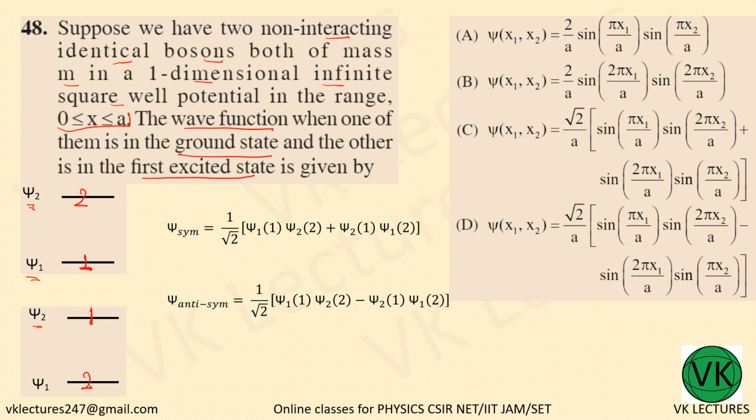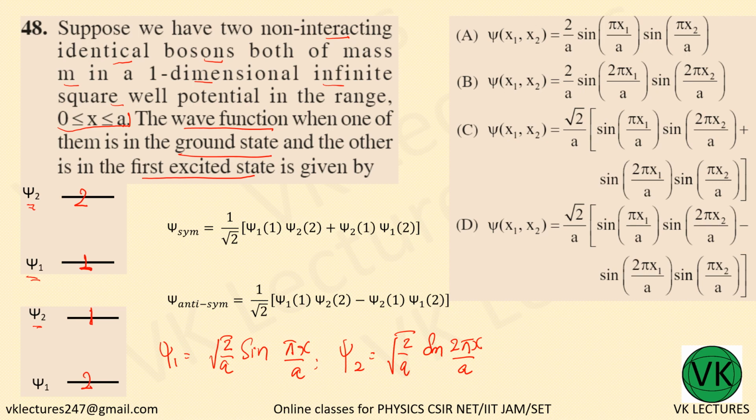Okay, now what is psi? Psi 1 is equal to under root 2 by the length of the box, a, times sine of n pi x by a. Since n equals 1, it is sine of pi x divided by a. This is psi 1. What is psi 2? Under root 2 by a, sine with n equal to 2, so 2 pi x divided by a. So this is psi 1 and psi 2.